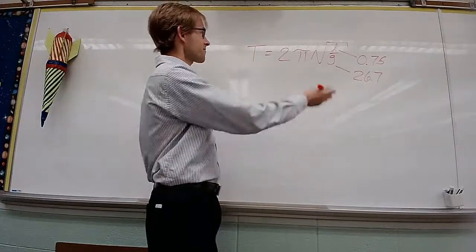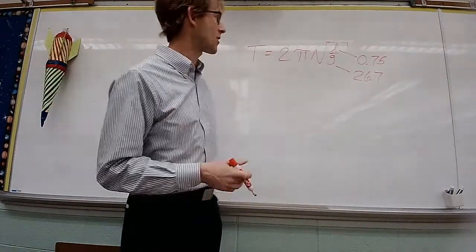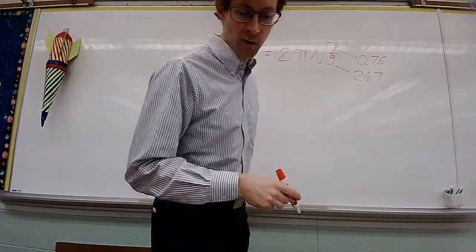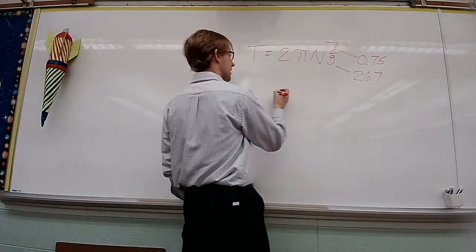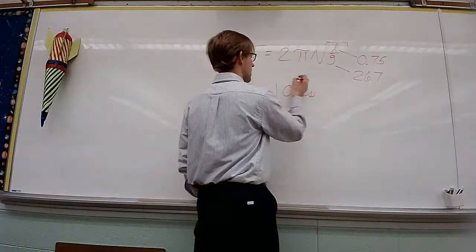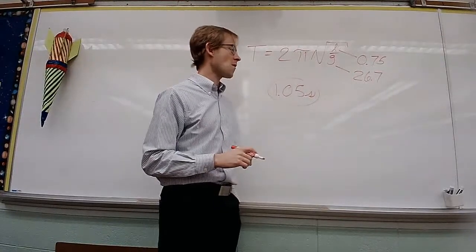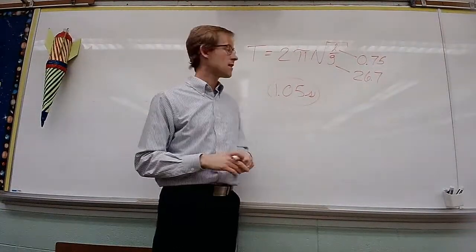So when you run the calculation this way, as you'd expect, we get a much smaller number than on Earth. 1.05 seconds is how long it takes for the pendulum to go back and forth once. So almost half the time of Earth.